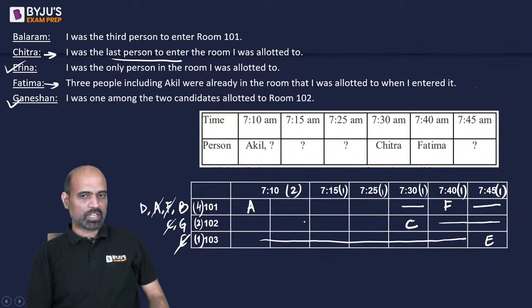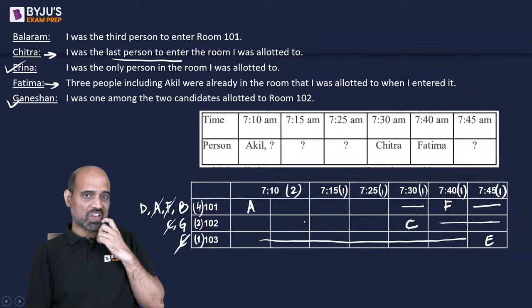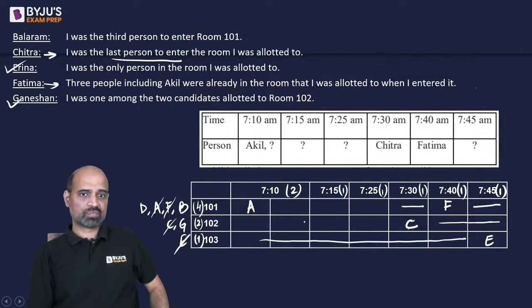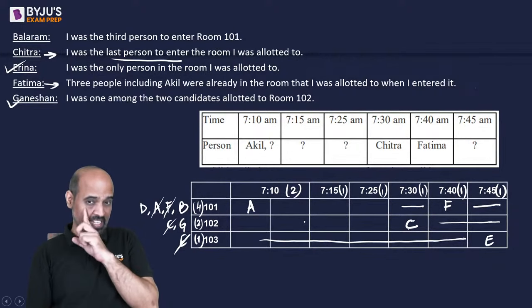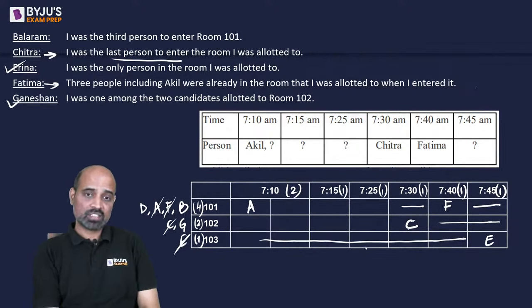Because if two people entered the room simultaneously, G can enter at 7:15 or 7:25, and accordingly B can enter at 7:15 or 7:25. Or Divya may have entered later on. So we don't know about D, B and G, how they will be placed here. It's not mentioned that they entered every room one after another.